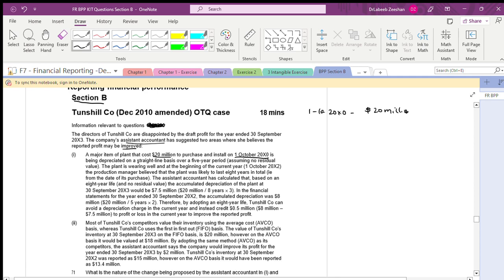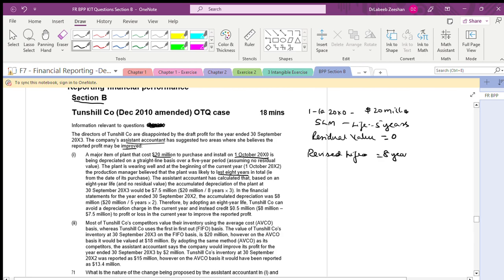They are using the straight line method of depreciation. The life is going to be 5 years, and the residual value is nothing, 0. The plant is wearing well, and at the beginning of the current year, the projection is that the plant was likely to last for 8 years. They are revising the life.